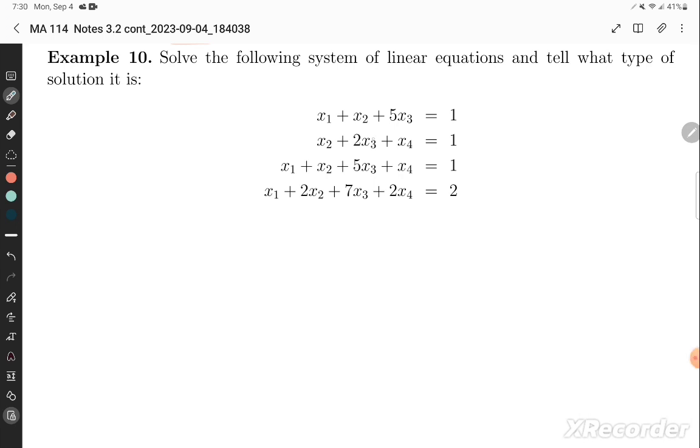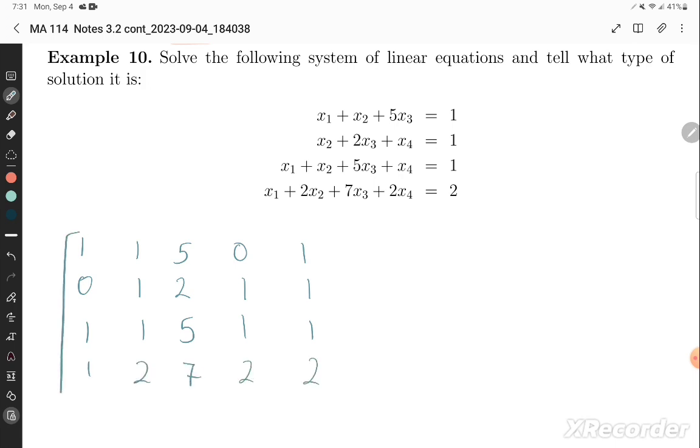So let's turn this system into an augmented matrix. So notice here, though, that this is x1, x2, x3. So in my matrix, I'm going to have 1, 1, 5. But then since there's an x4, I'm going to put a 0 there and then a 1. Then this one begins with x2, so I have 0 for x1, 1 for x2, 2 for x3, 1 for x4, and then 1. This one has all my variables, so 1, 1, 5, 1, and then 1. Then 1, 2, 7, 2, 2. So this is my system of linear equations.